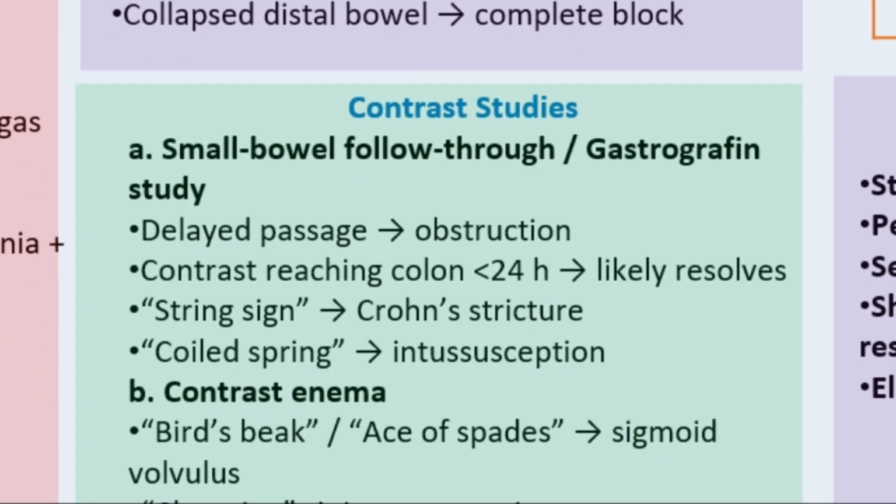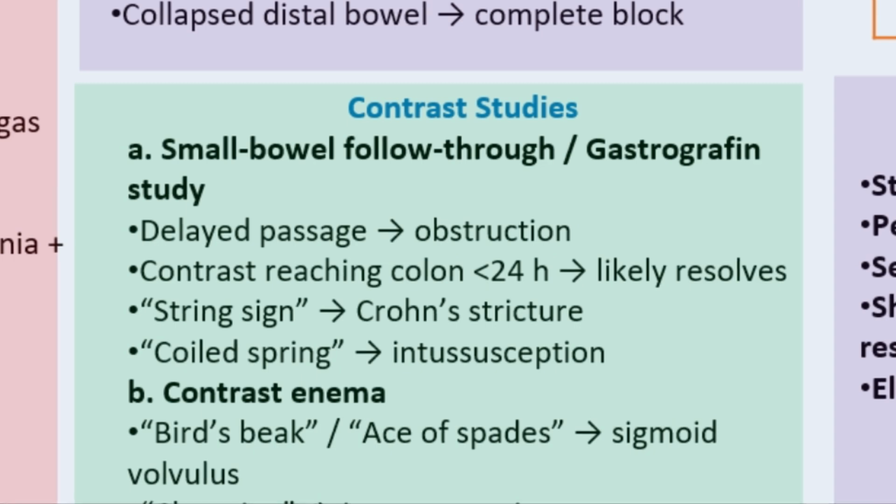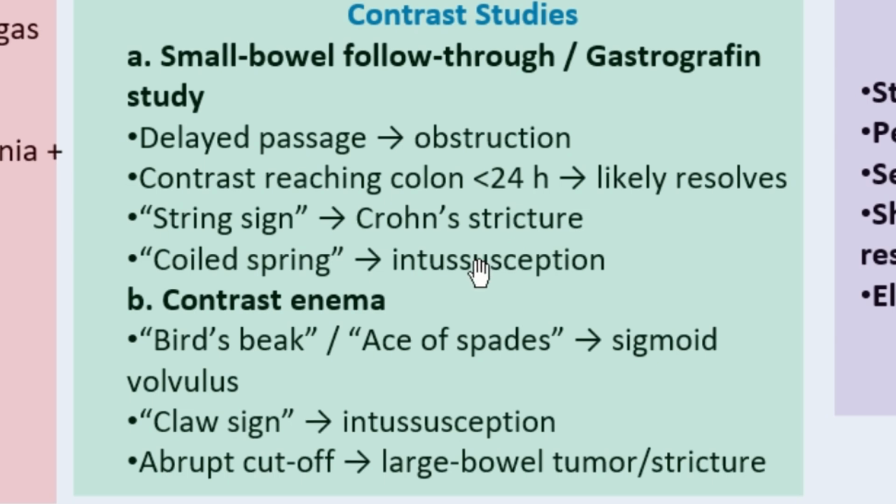Then when we do contrast studies, where we do a barium follow-through or use gastrografin, we can have things like delayed passage at the obstruction. We can have contrast reaching the colon, and we can have things like the bird's beak, signifying sigmoid volvulus. We can have the claw sign, which is seen in intussusception.